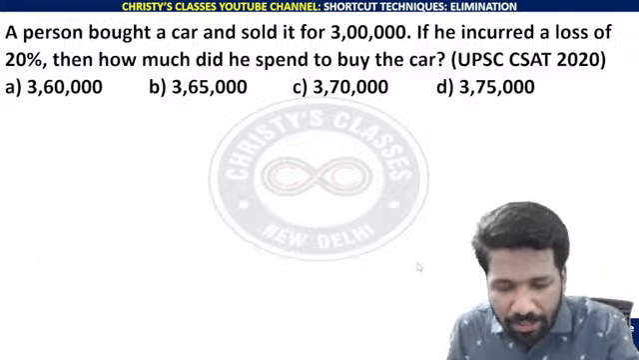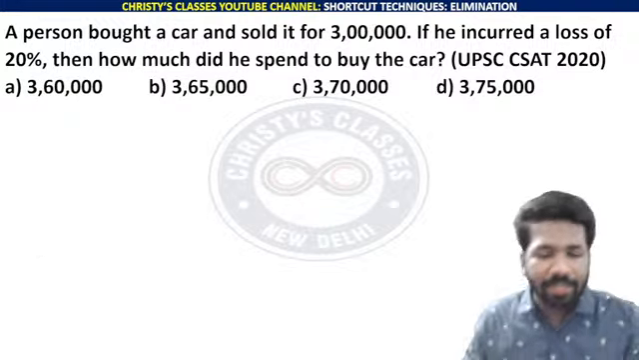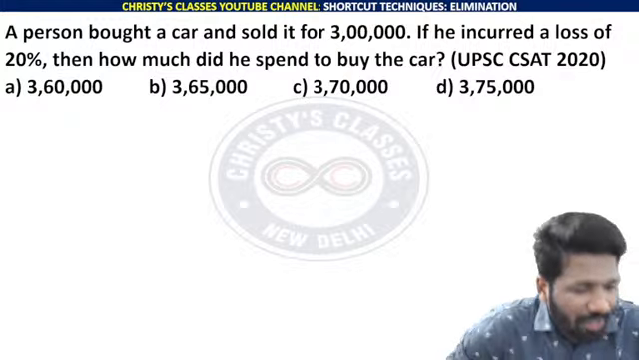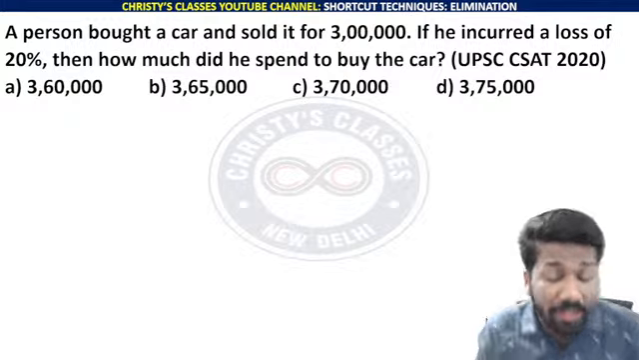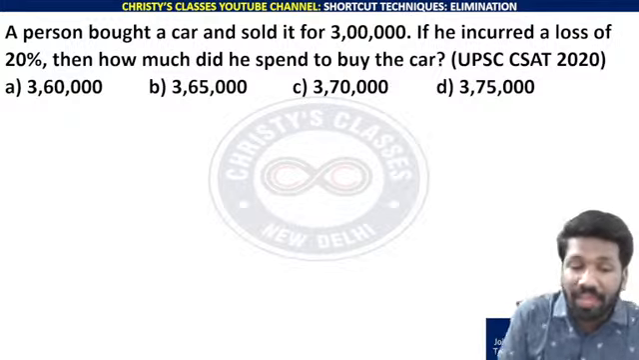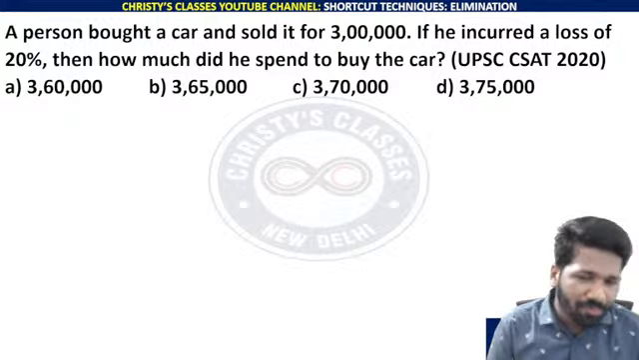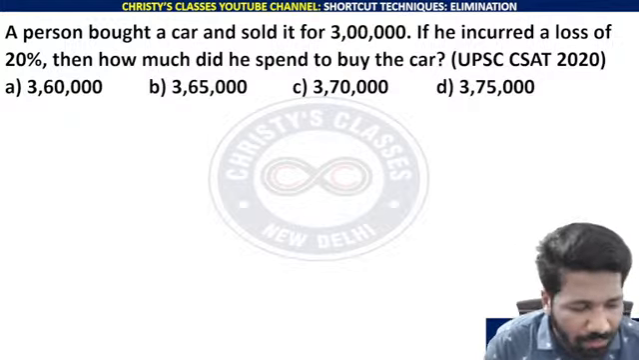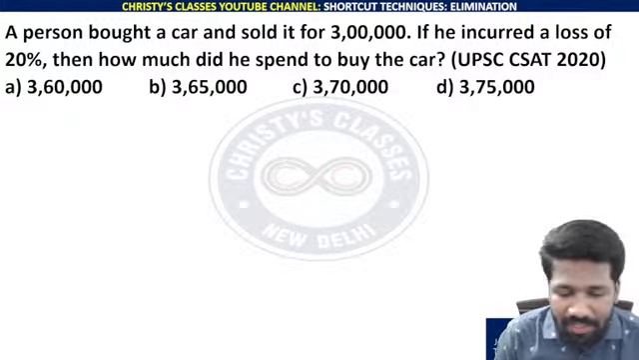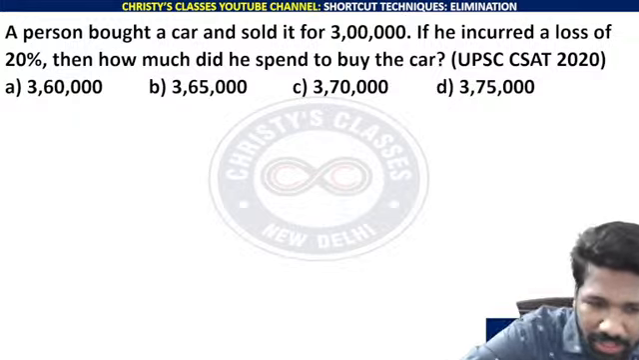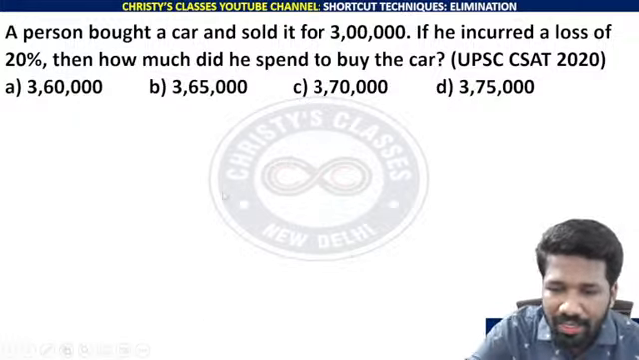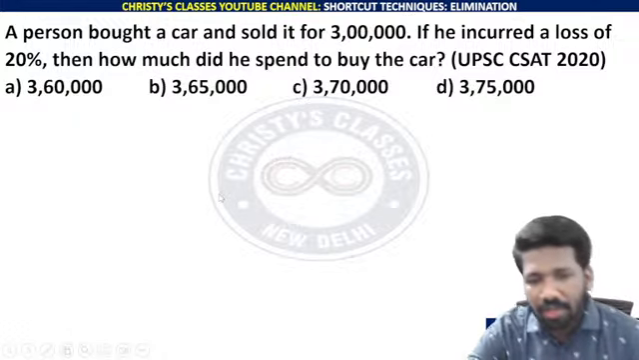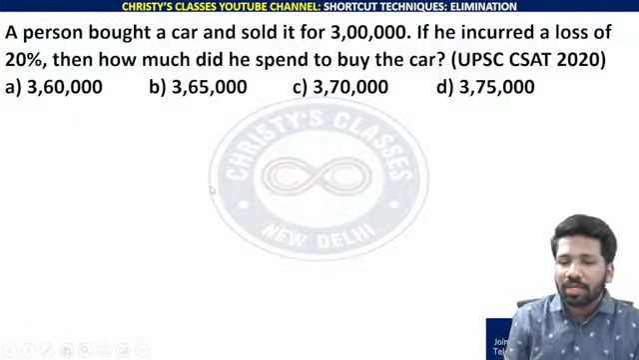Okay, so I will explain. Some of you got option A as the correct answer. This is where the possibility of elimination will be very helpful, because when you read the question once, there is a high chance that you can misunderstand its meaning. A person bought a car and sold it for rupees 3 lakh. If he incurred a loss of 20%, then how much did he spend to buy the car?